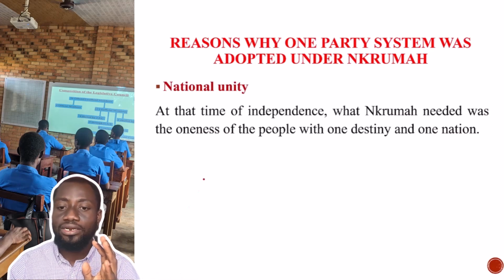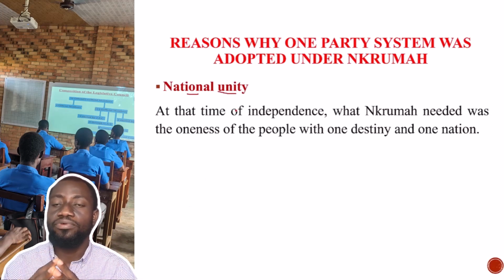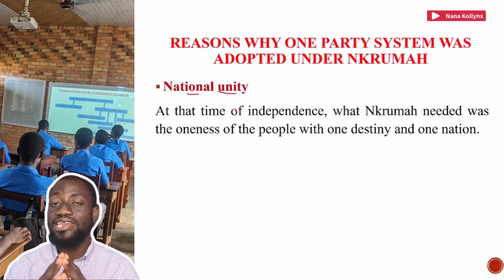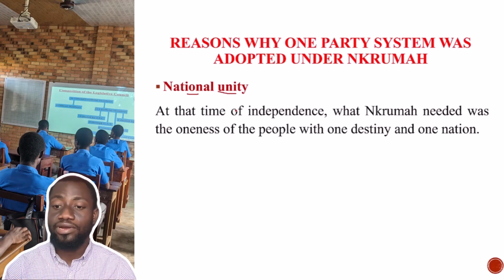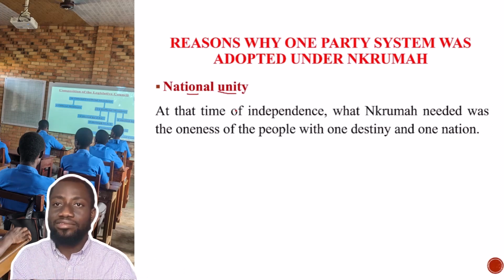The first one was because of national unity. To Nkrumah, a one-party system would bring everybody together, bring the whole nation on board, because he felt that at the time of independence, Ghana was too small a country to practice multi-party democracy. Nkrumah needed oneness of the people, with one destiny, with one nation.